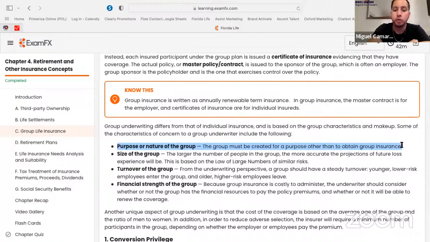The size of the group: the larger the number of people in the group, the more accurate the projections of future loss experience will be. That's based on the law of large numbers of similar risk.